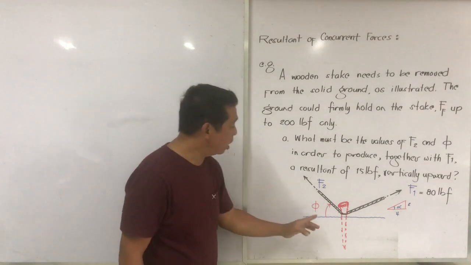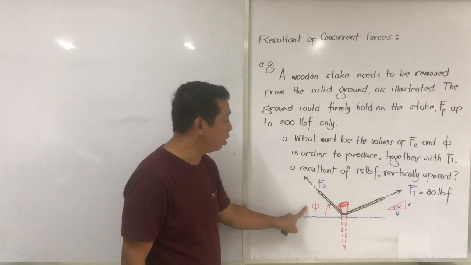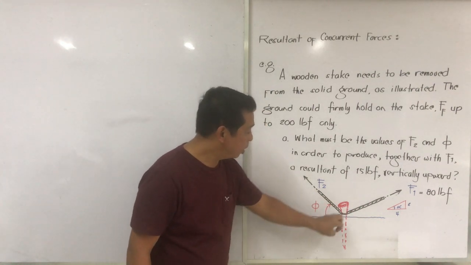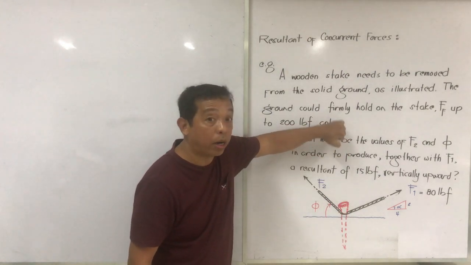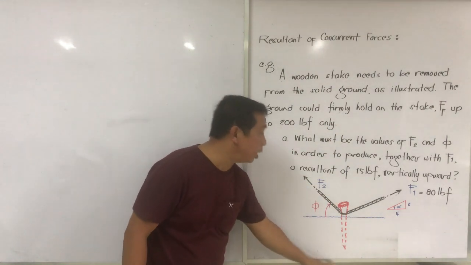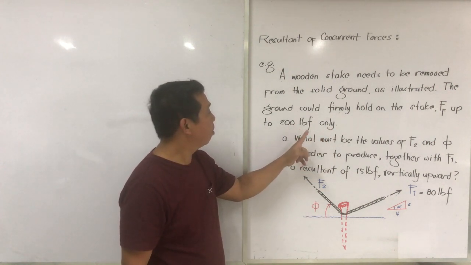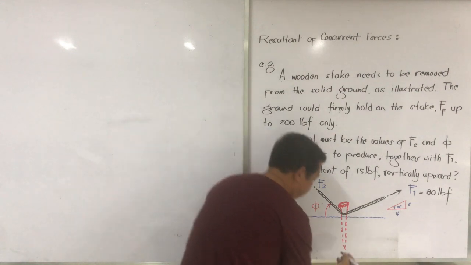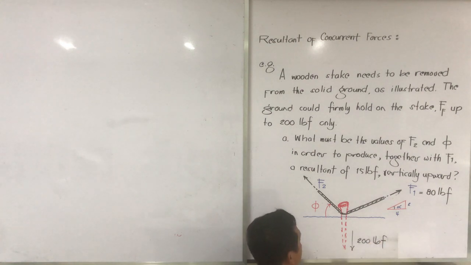Kung tinatanong ay, ano dapat yung value ng F2 at sa anong angle na to, so that together with F1, mabubuo ito vertically upward 15-pound force despite na meron siyang resistance na 200-pound force. Meron diyang resistance na 200-pound force. Sinimbolize na lang niya na FF.